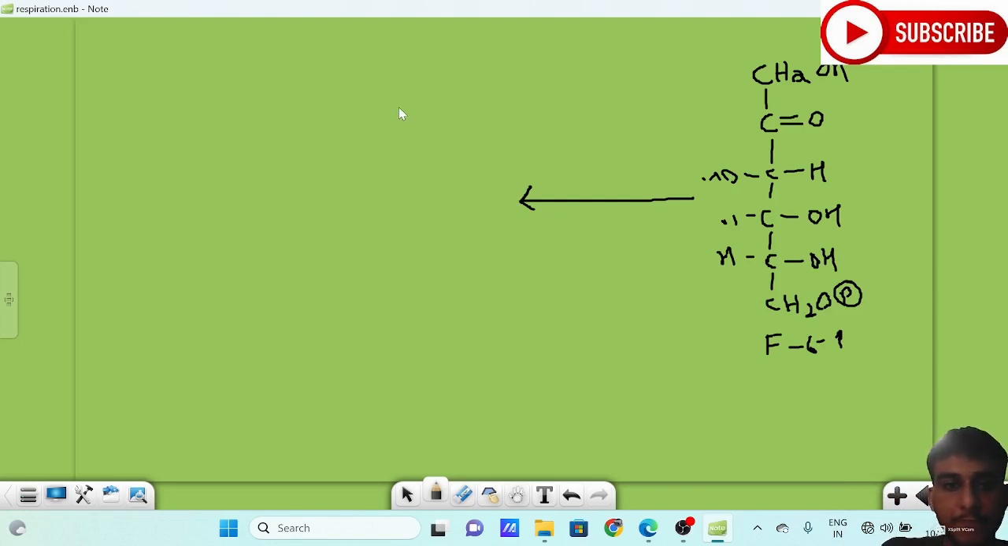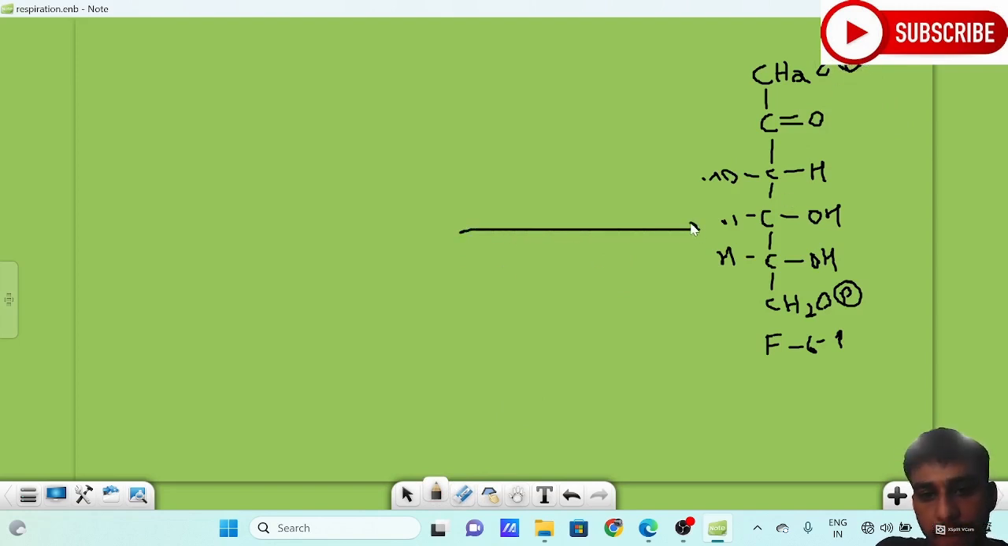Okay, so we can draw the structure. I think you have written it, right? So it just converted into fructose 1,6-bisphosphate. You just understand this is fructose 6-phosphate. We are going to convert it into fructose 1,6-bisphosphate, which means one phosphate group has been added. So what made it fructose 1,6-bisphosphate from fructose 6-phosphate? The addition of a phosphate group.